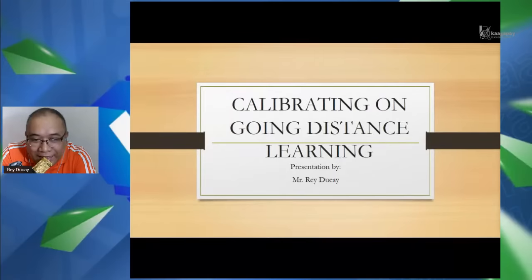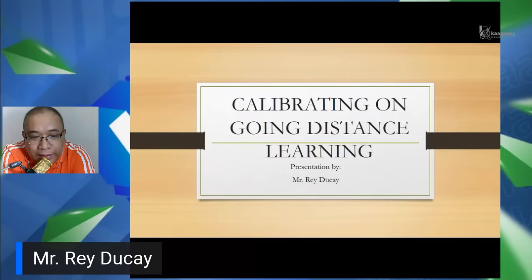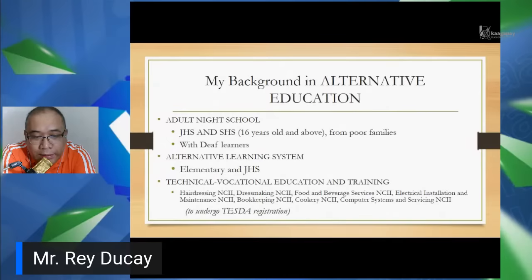Maraming salamat. So, my context really as an alternative educator is limited to the following. Next slide po. Okay. So we offer an adult night school wherein we have a junior high school and senior high school. But our students are not the regular age students. They are 16 years old and above. And almost all of them come from poor families. Although they study in LaSalle Green Hills, which is commonly known as a school for the rich, we have a lot of poor students studying in LaSalle Green Hills at nighttime.